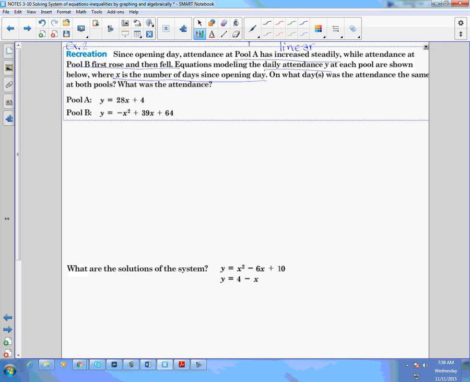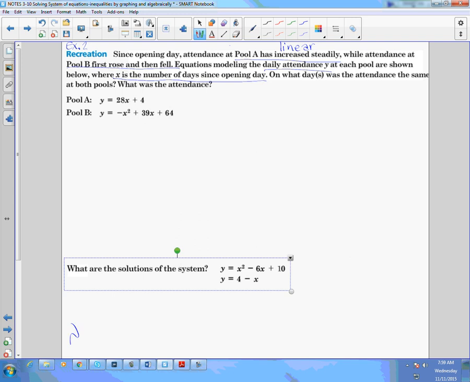Okay, so we have here 2 different functions. We have a linear function for pool A, y equals 28x plus 4, and pool B is a quadratic function, and there is a negative, y equals negative x squared plus 39x plus 64.